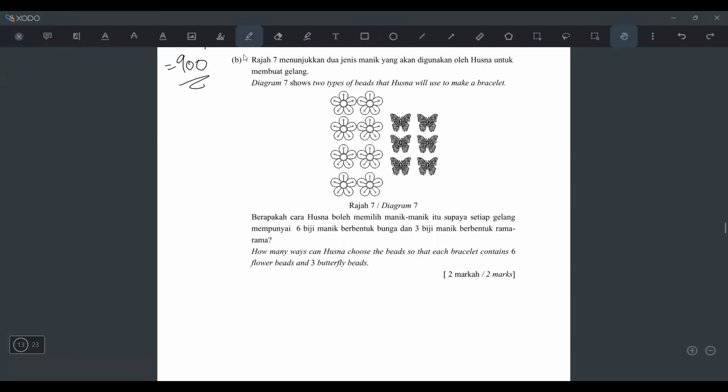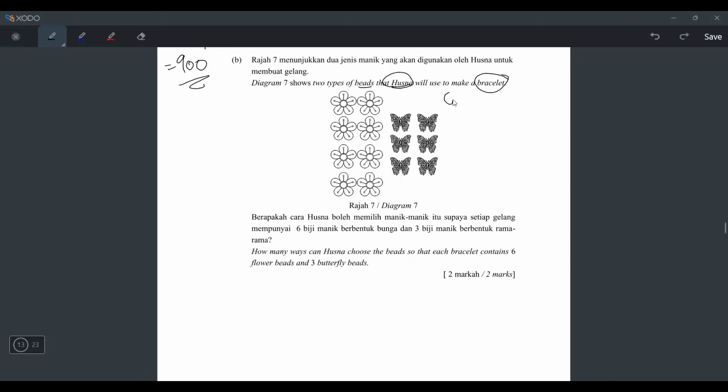Okay, let's talk about B. B says diagram 7 shows 2 types of beads that Husna will be used to make a bracelet. Okay, I want to talk about this word bracelet. If you see the word bracelet, you have to know something. It means that this is a circular permutation. Circular permutation.